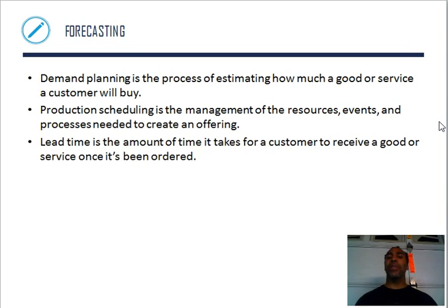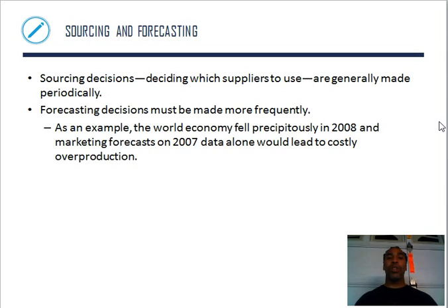Demand planning is a process of estimating how much of a good or service a customer will buy, right? So we have to plan how much we think they're going to buy. Now, we don't have a crystal ball, so we don't know exactly how much, but we want to be in the vicinity. Production scheduling is the management of resources, events, and processes needed to create an offering. And lead time is the amount of time it takes for a customer to receive a good or service once it's been ordered. So I ordered something from Amazon. How long does it take to get to me? And what are the other options? Is it same day shipping, 2-hour shipping, 1 week shipping?